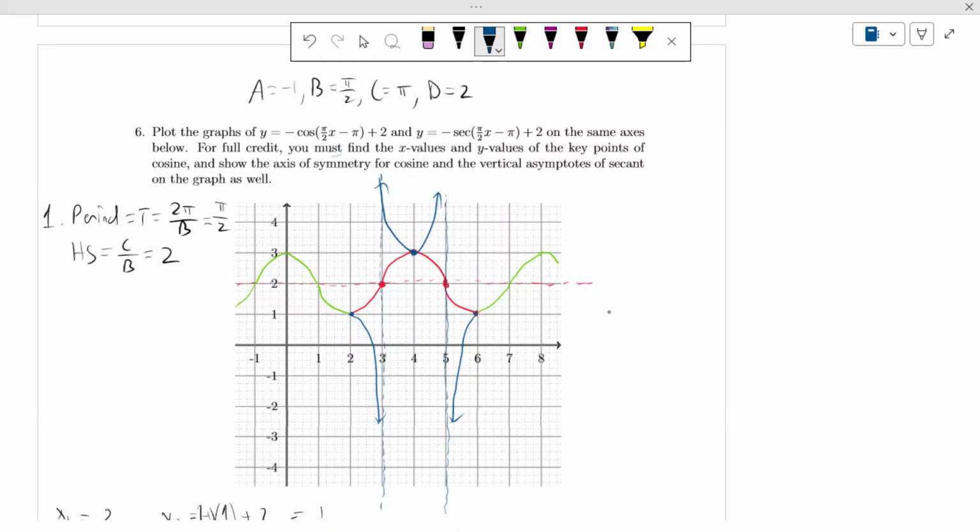right? So everywhere where the cosine graph touches the axis of symmetry should be a vertical asymptote. So right over here should be another vertical asymptote, right? Right over here should be another vertical asymptote, right? I want to at least see those U shapes and those upside down U shapes, right? Okay, so that's good enough right there.